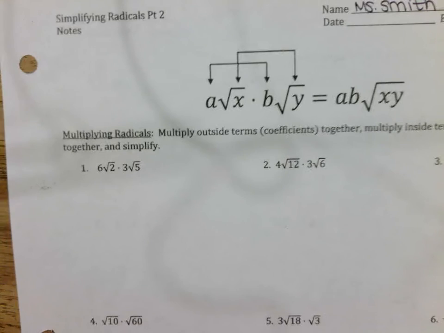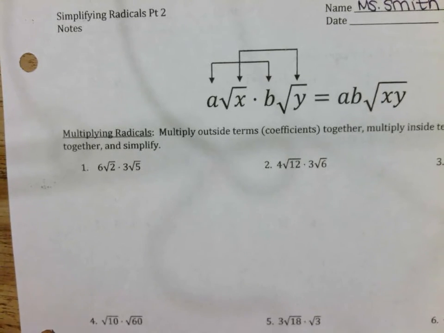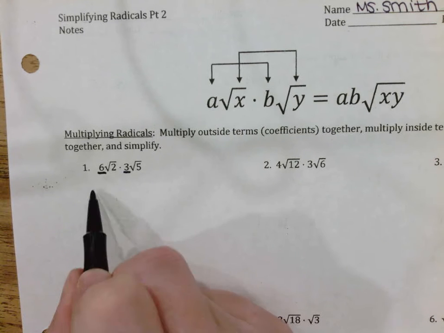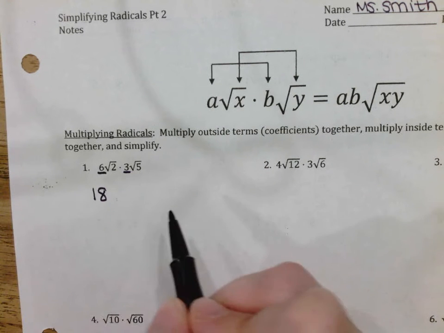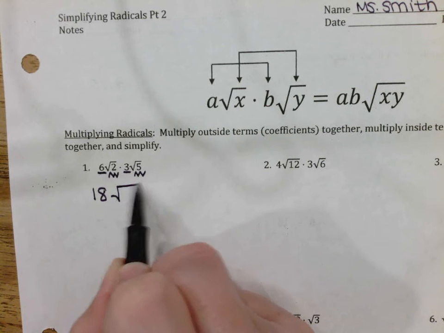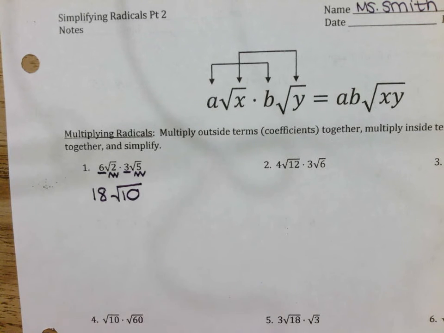So let's take a look at number 1. We're going to start by multiplying our outside numbers. So 6 times 3 gets us 18. And then we'll multiply our inside numbers. That's going to be the square root of 10.